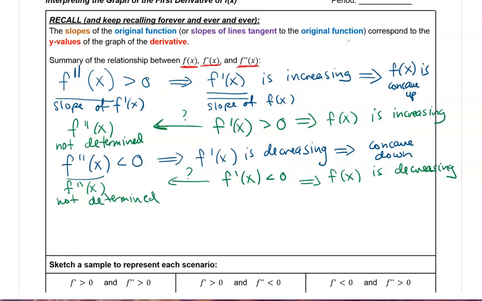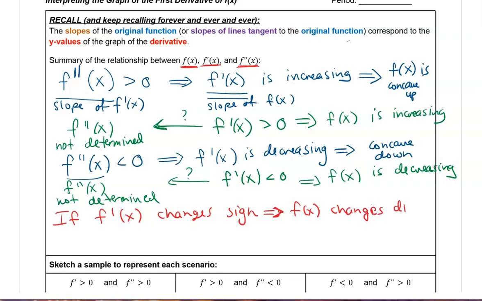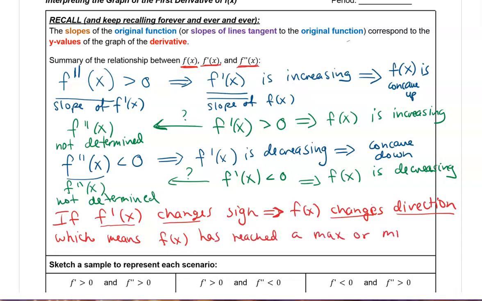The other things that we learned in 3.3, for example, we learned that if f prime is changing sign, that means that f of x is changing direction, because the sign of f prime tells us the direction of f. And so if that sign is changing, then that direction on f is changing, which means f has hit a max or a min value. So that was really what lesson 3.3 was about.